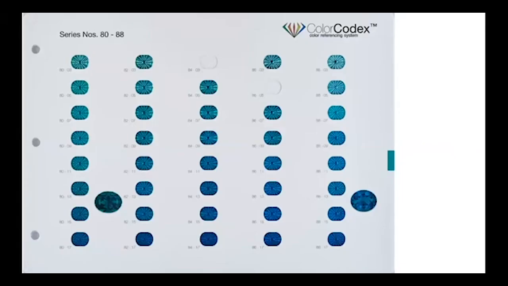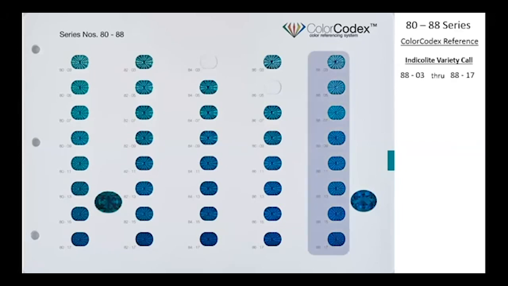And here we have the 80 series sheet. I chose the stone on the left I wanted to highlight because this was a stone that actually came in from a client. And the client was adamant that this stone was indicolite, or should be called indicolite. But we, as a laboratory, did not classify it as indicolite. Unfortunately, at the time, we didn't have the ColorCodex system where I could demonstrate this easily. But the stone on the right is a stone.